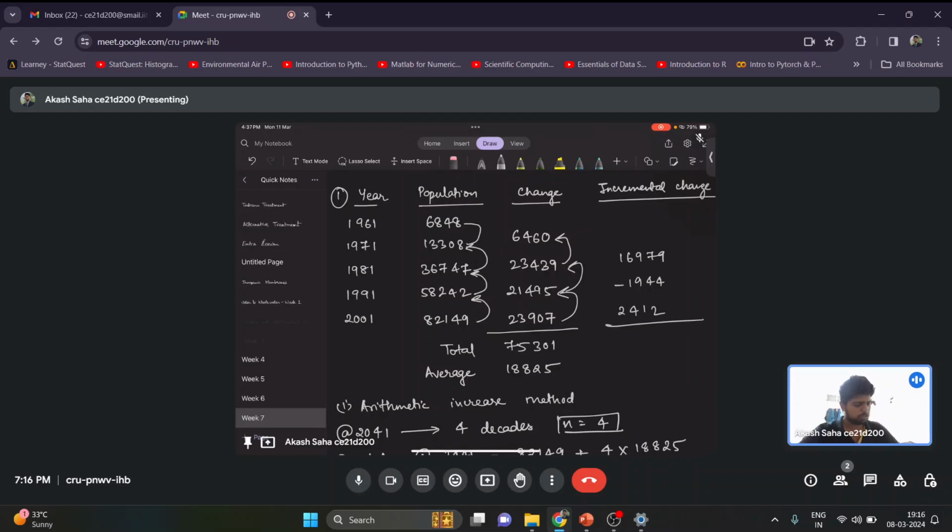If we find out the total, it turns out to be something around 17,447. Okay, and the average turns out to be 5816. It's pretty simple. We just have to do subtraction for the change column.